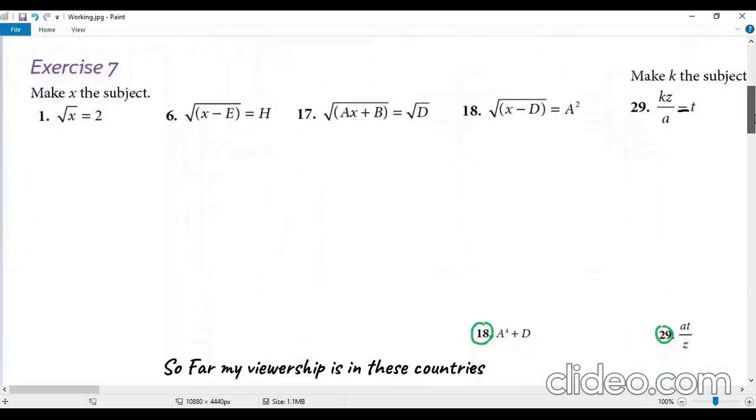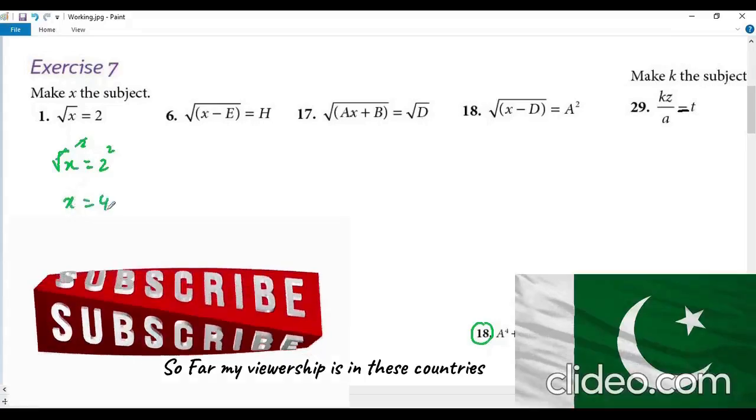The difference between this exercise and the previous ones is that in this exercise, square and square root operations are going to be discussed. If you get a question like this, you need to remove this radical sign. The opposite of root is always square. So we are squaring both the sides, and this square is going to cancel the root. So x equals 4.